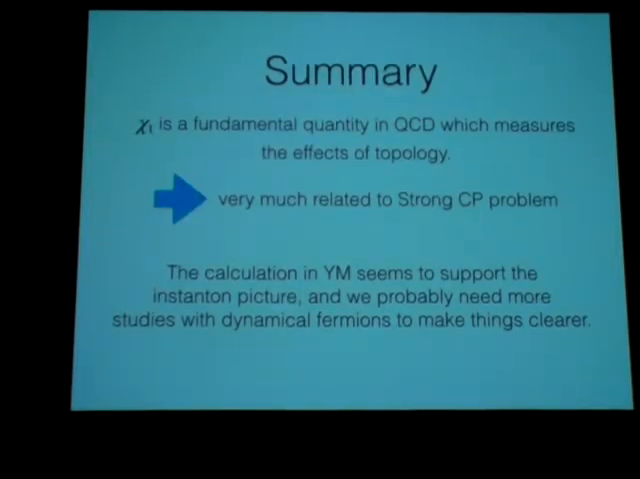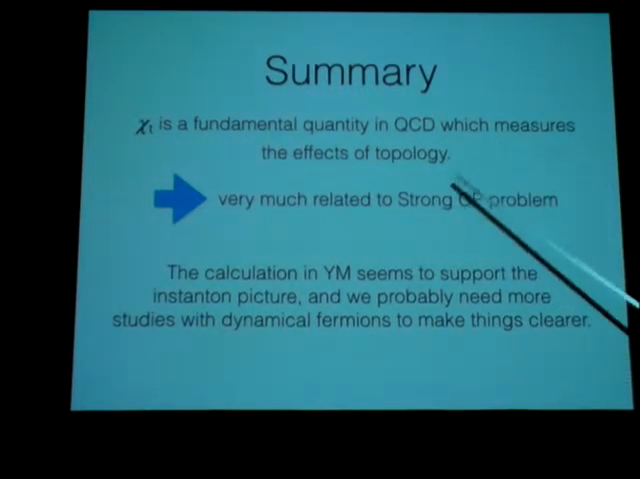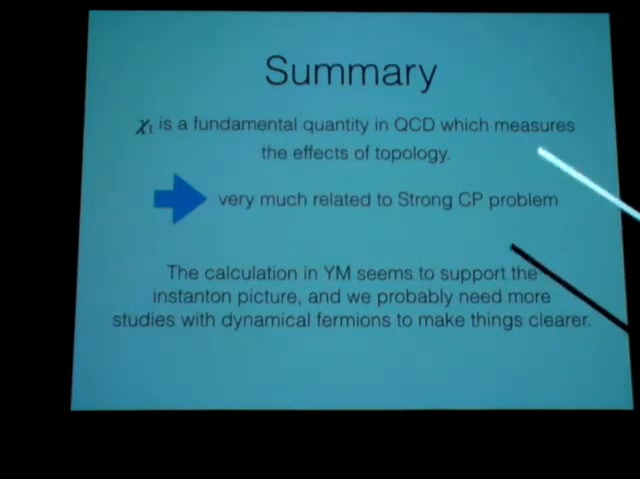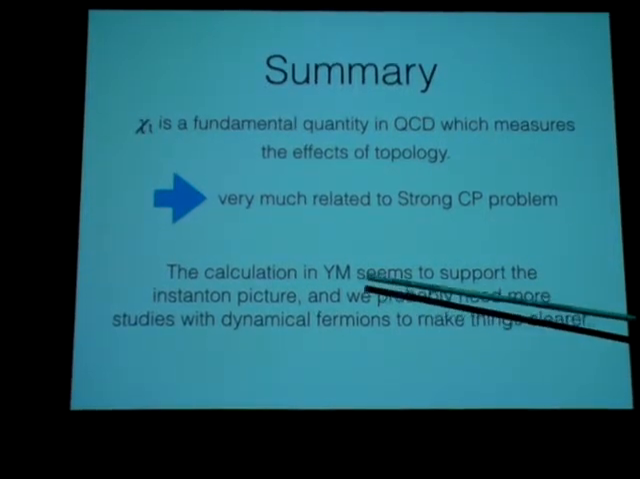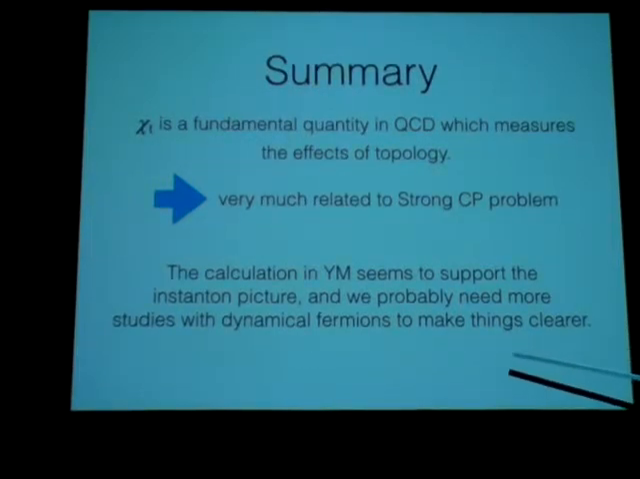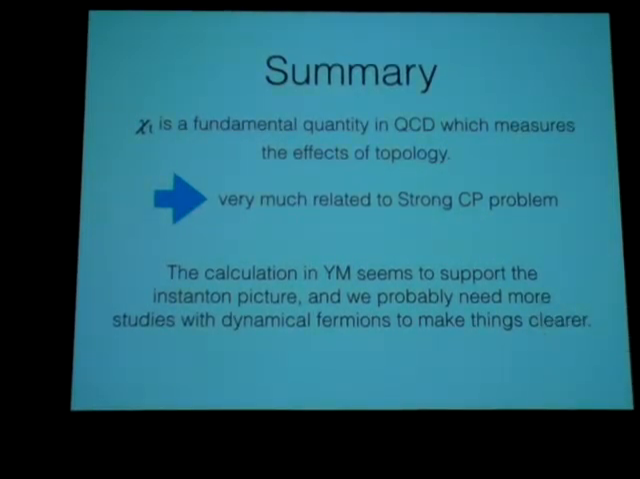Okay, so let me summarize. Chi_t is a fundamental quantity in QCD, and the effective topology is measured by this quantity, which is very much related to the strong CP problem. The Yang-Mills theory calculation supports the instanton picture, but with dynamical fermions the situation is very controversial now. So more studies are necessary, I think.